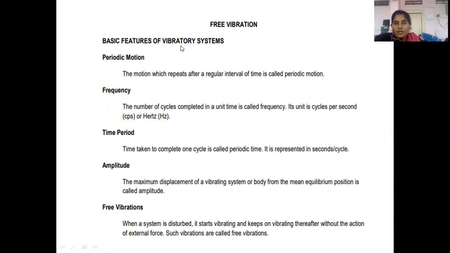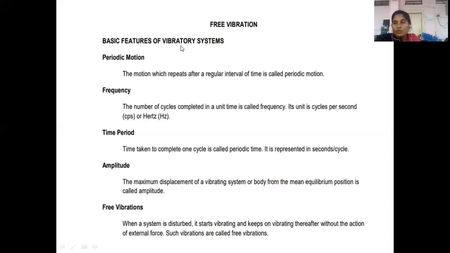Next one is the time period. Okay, all these definitions are very important as far as the derivation part. The time taken to complete one cycle is known as periodic time. Okay, एक cycle complete होण्यासाठी जो काही required time आहे, that required time is known as the time period. The time taken to complete one cycle is called the periodic time. It is represented in seconds per cycle.